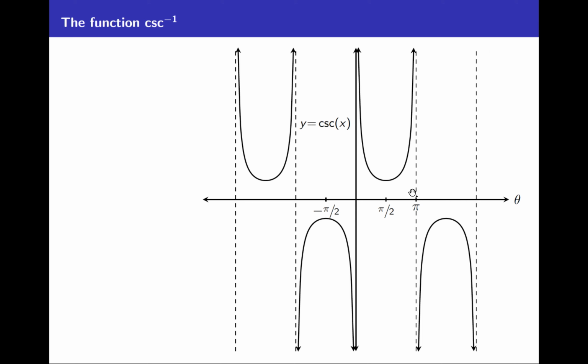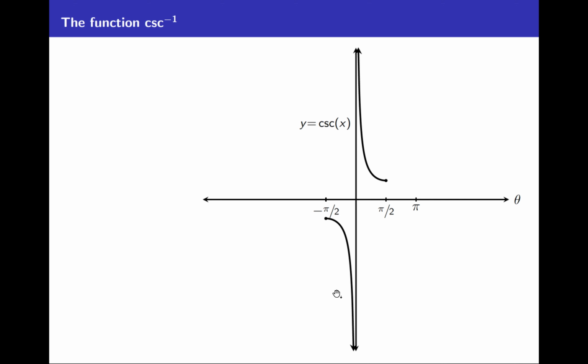And of course it's not one-to-one, so we're going to restrict its domain to just values of theta between negative pi over 2 and pi over 2. So it'll be this part of the graph here, as well as this part right there. So here's the graph of cosecant x with restricted domain, and that's a one-to-one function. So it has an inverse, and that inverse would work like this.